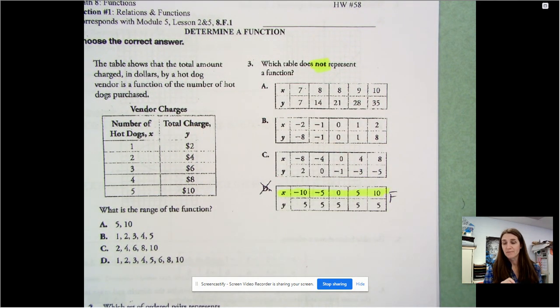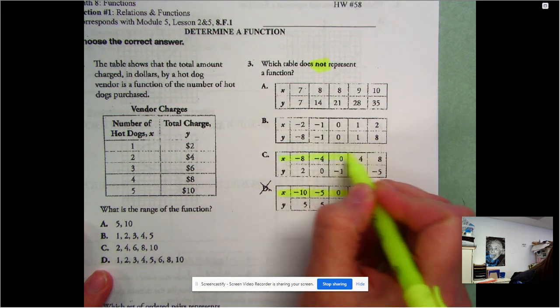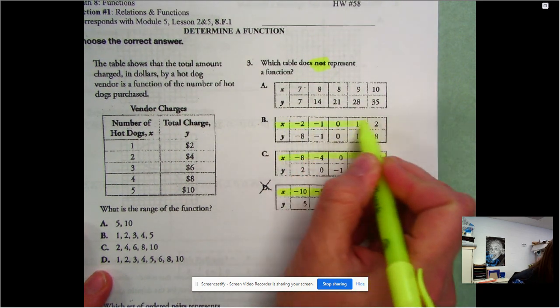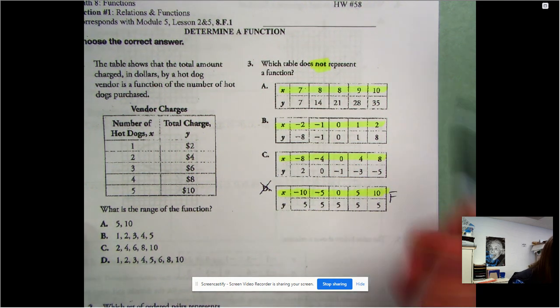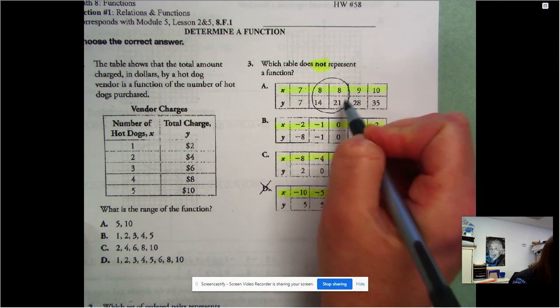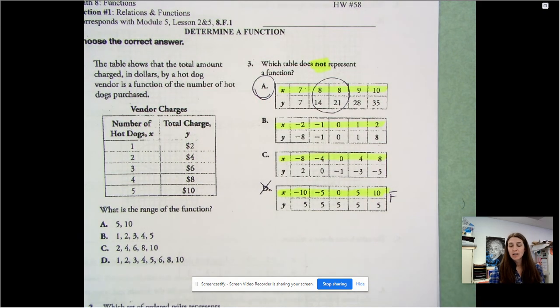Go ahead and pause the video, find your not a function, and hit play again and see what you come up with. Okay, so looking at letter C, again, no input repeated. Letter B, no input repeated. Letter A, the input of 8 repeated, and it has 2 different outputs. So letter A is the correct answer. Letter A represents the relationship that is not a function.